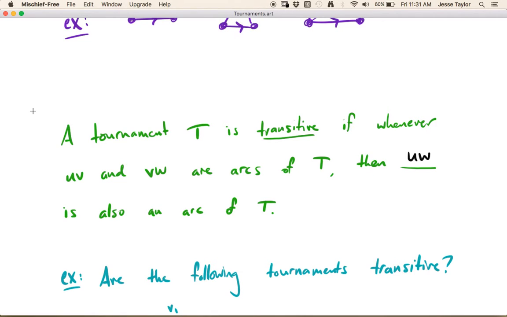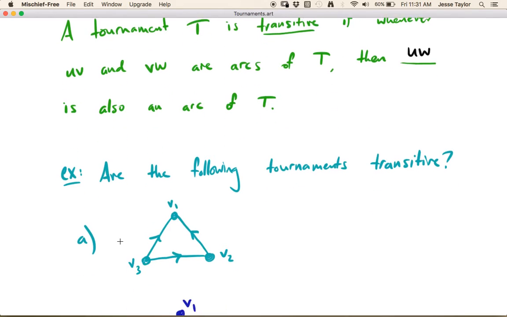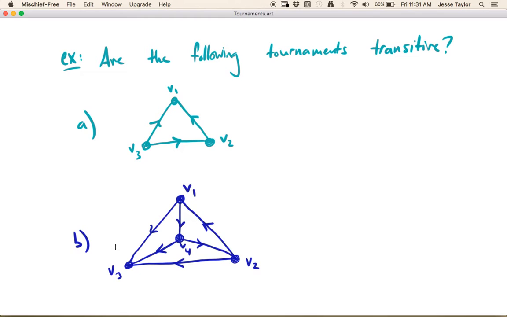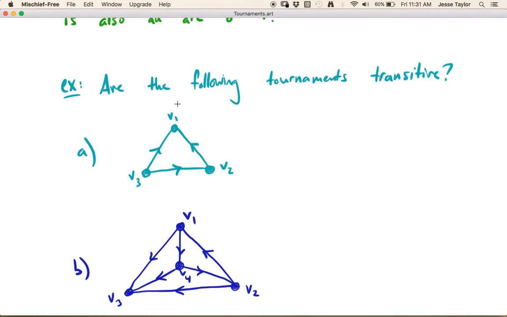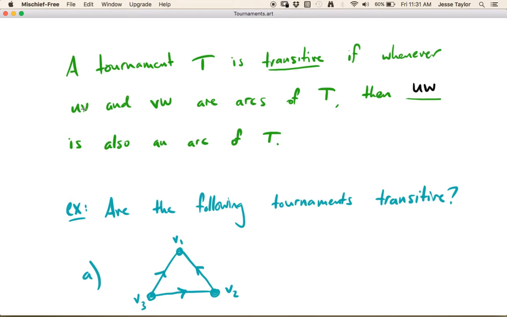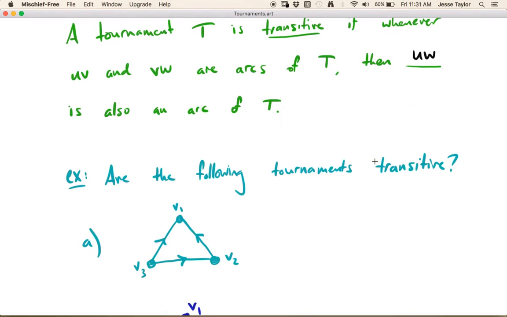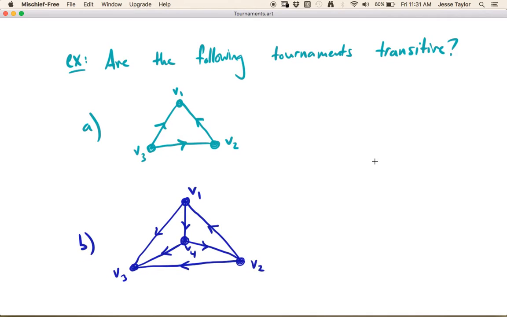Okay, so let's think about what's happening here in a couple of examples. So are the following tournaments transitive? Okay, so we'll start out with a sort of simple one. So remember, to even meet the beginning criteria of this definition of transitive, we need 2 arcs that sort of flow in the same direction, U to V, V to W. Okay, so we need a sort of a path of length 2 to even be able to talk about transitivity. Well, there's only one path of length 2 here, right?